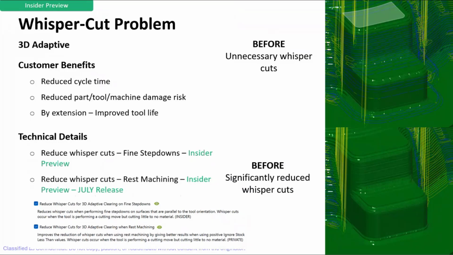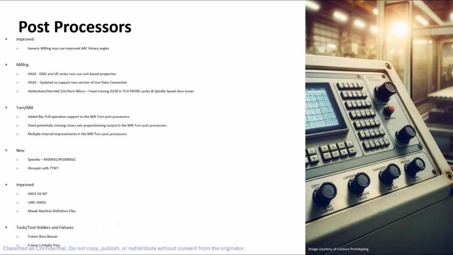A whisper cut problem. In the old version, there was always a whisper cut, but right now the whisper cut problem is going to be reduced. It reduces cycle time, reduces part-to-machine damage risk, and by extension improves tool life. So our improvement tries to help the customer improve tool life, reduce part-to-machine damage risk, and reduce cycle time. And for the post-process, improved generic milling now uses improved ABC rotary angles.